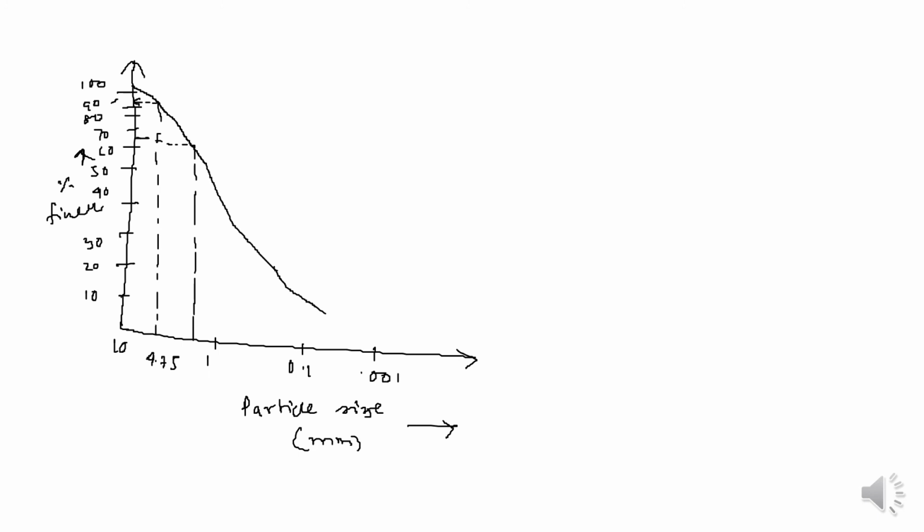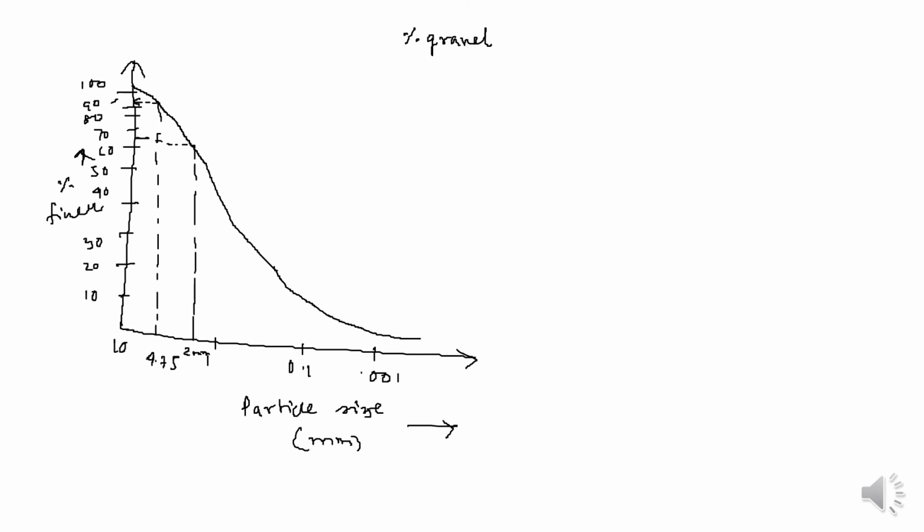Right, so this is a very approximate one. When we draw to scale on the same graph, it will be more well defined, right? I've just marked here some points, like 2 millimeter. Now we have to find out what my percentage gravel is, as given in the question.